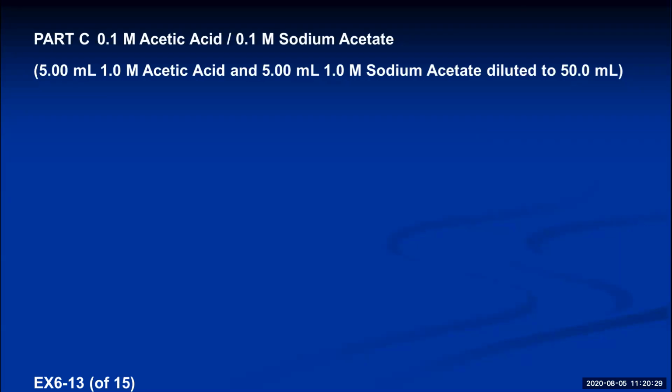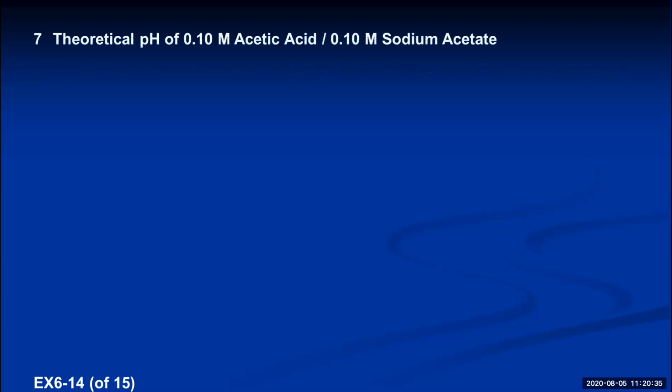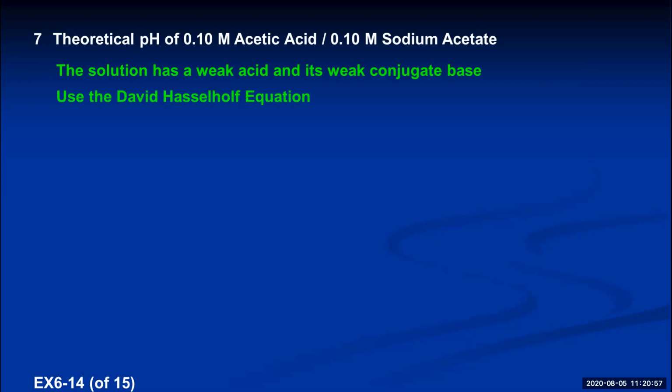So the first calculation we want to do here in part C is calculation 7. What's going to be the theoretical pH of this solution? Because this is a solution that contains both the weak acid and its weak conjugate base, we don't have to write out a reaction for the weak acid or the weak base. We could actually do it for either of them. We don't need to write out an ICE table, and we don't need to use the Ka or the Kb expression. We can use the Henderson-Hasselbalch equation to do this because the solution has both a weak acid and its weak conjugate base in it.